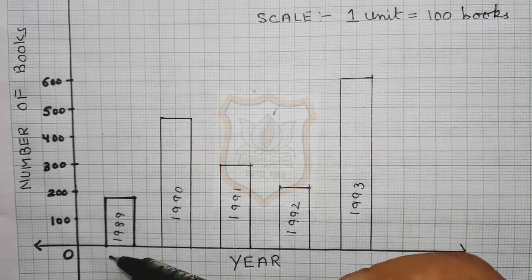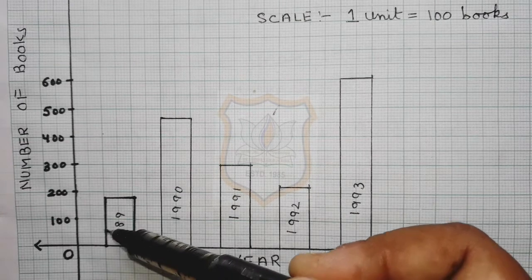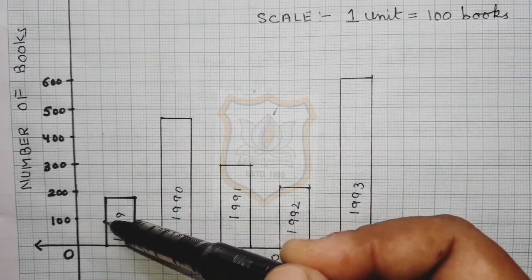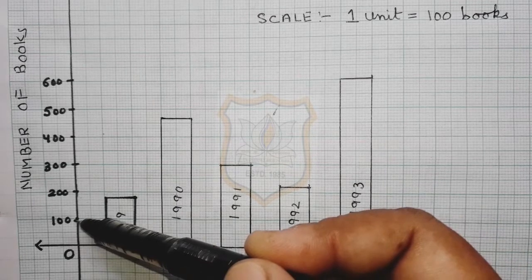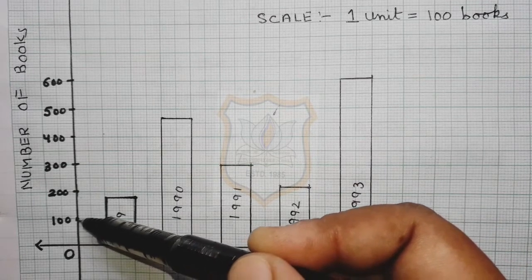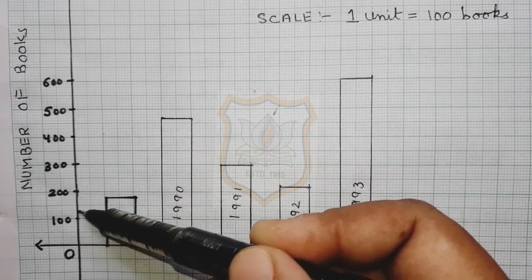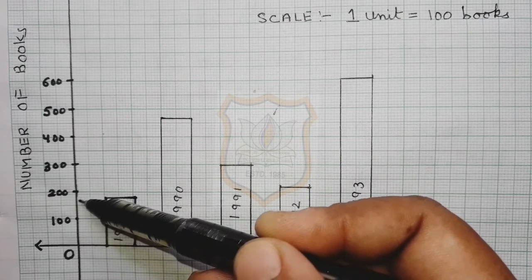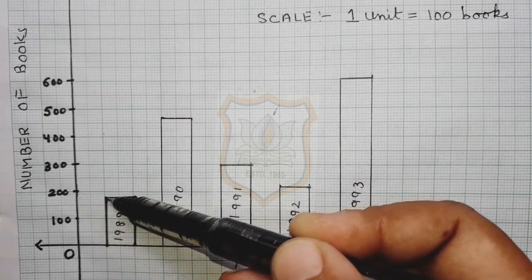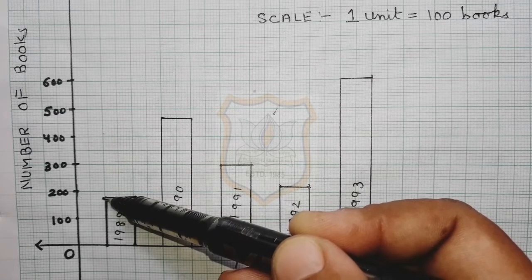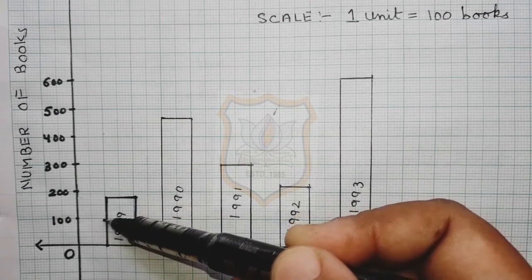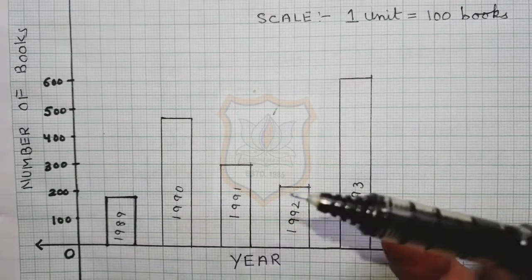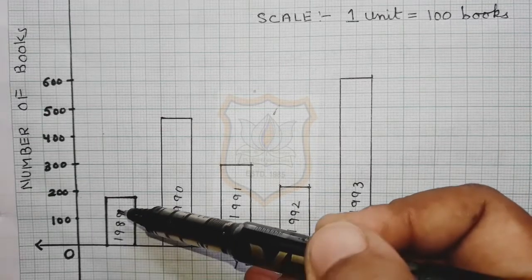Now in 1989, books sold were, this is 100 books, 1 unit is equal to 100 books. Now after that 1, 2, 3, 4, 5, 6, 7, 8, this one is 8. 8 lines means 80 books. So 180 books were sold in 1989.